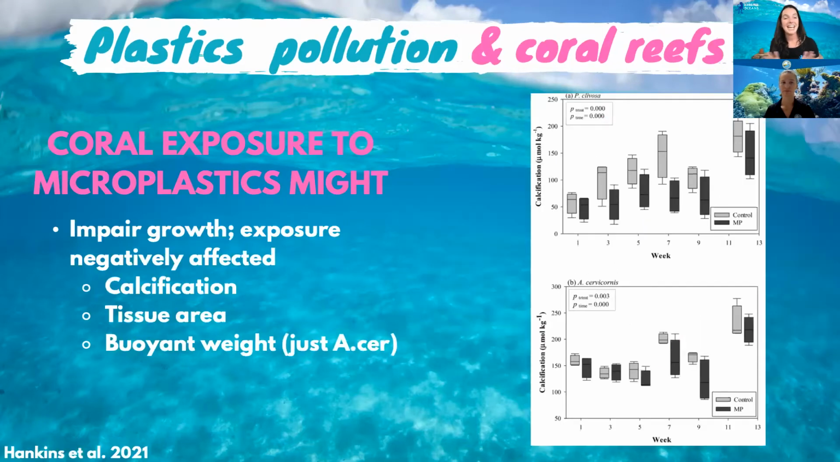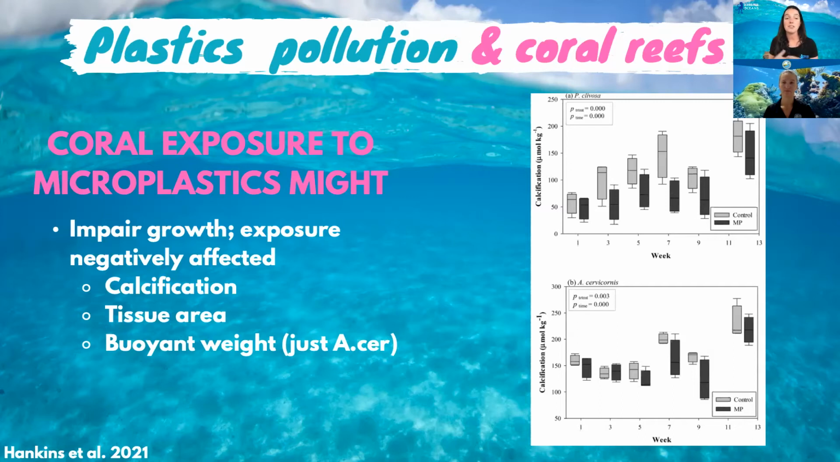And then finally, this study is very new, published this year, and they looked at how microplastic exposure affected growth in coral colonies. They looked at Acropora cervicornis, the staghorn coral, and Pseudodiploria clavosa. I cannot remember clavosa's common name. I'll get back to you. But these are corals here on Florida's coral reef. They looked at calcification, so that ability to secrete the skeleton. They looked at tissue area. And they also looked at buoyant weight, which is another way scientists often measure growth.